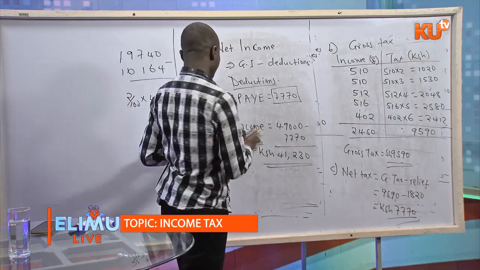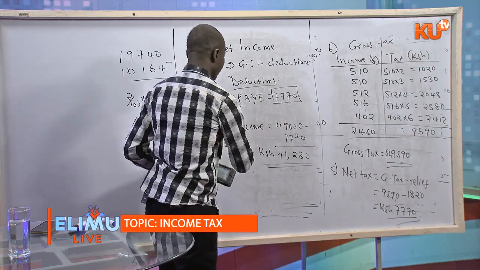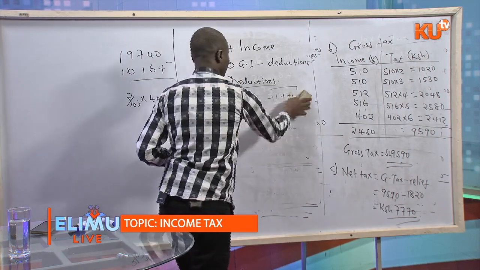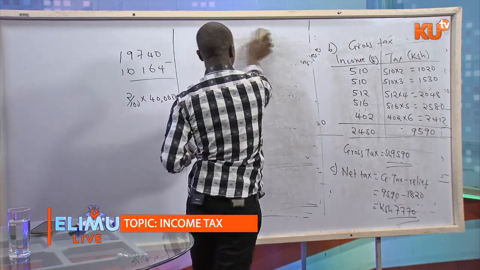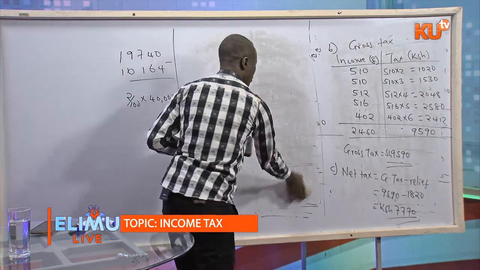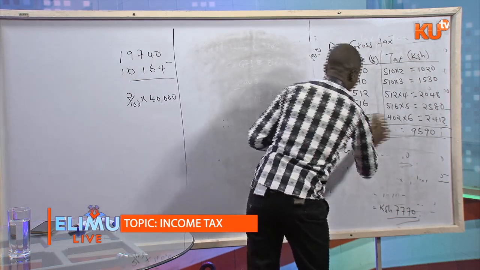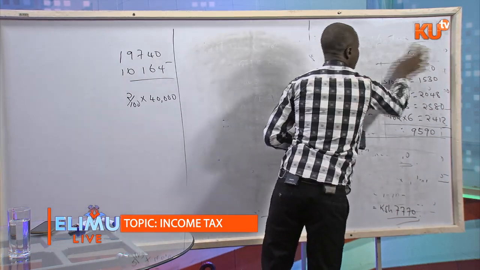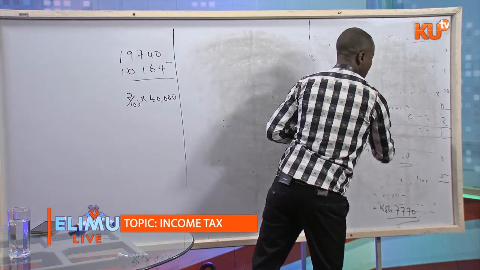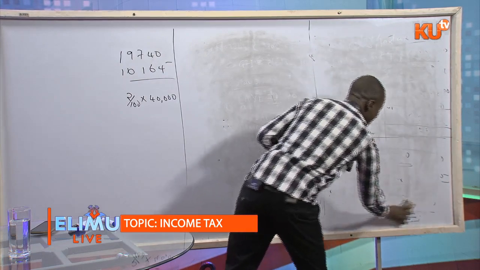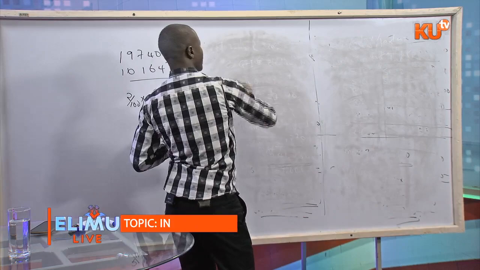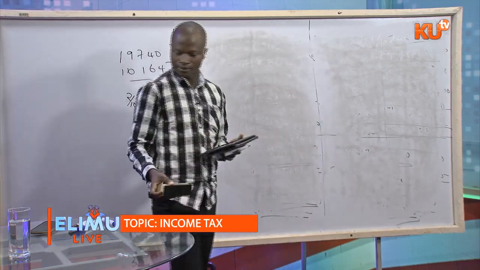Okay. The last question, question 4. Now let's assume you have a case where you are given someone's payee, then you are asked to look for the basic salary. That is what you guys call reversed taxation. This one is rarely tested.